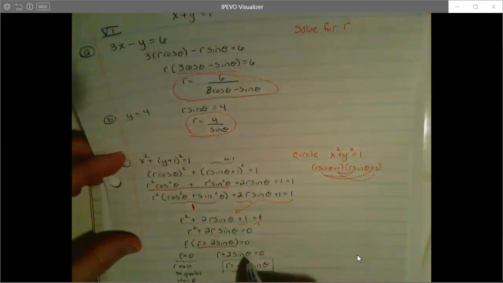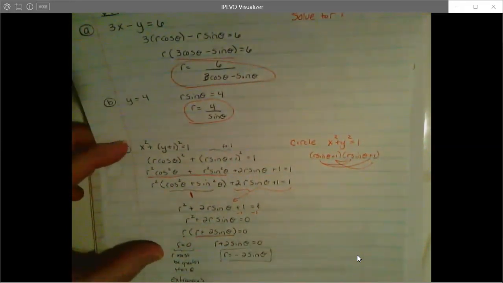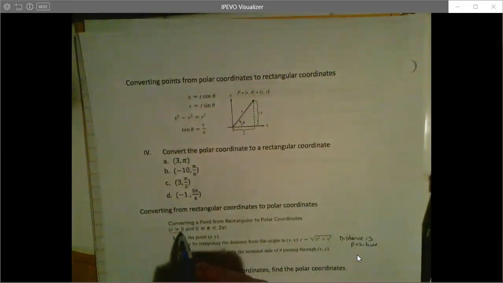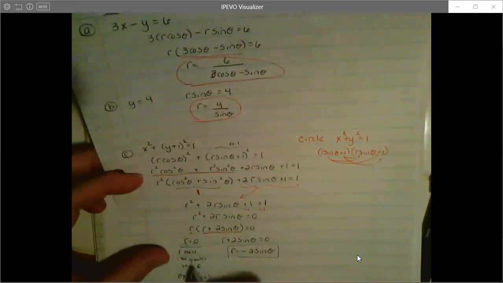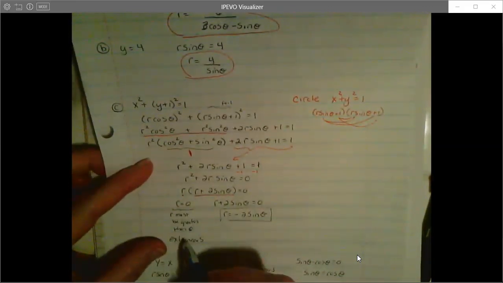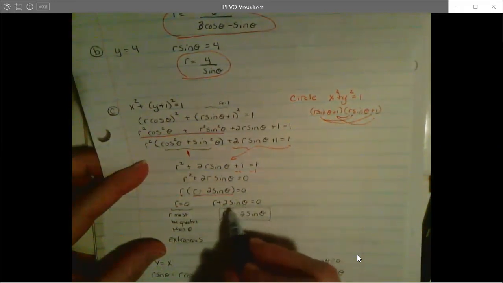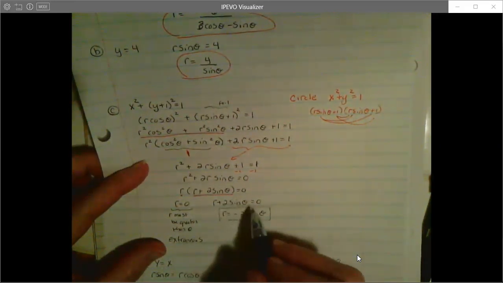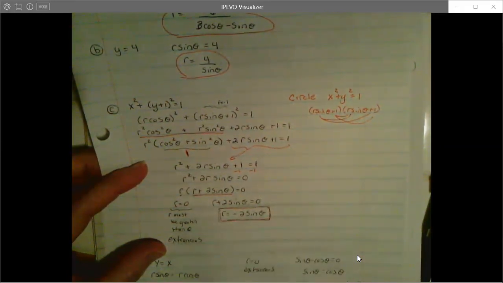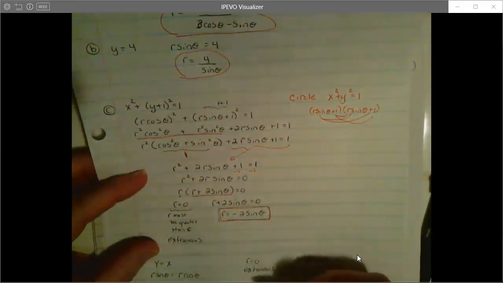But at the very beginning, back in our notes, we said r has to be greater than 0, right? So this answer here is extraneous. We throw that out. That part goes away. And then I just solve this. I move that 2 sine theta over, and then this is my answer. A little bit more work involved on that one.